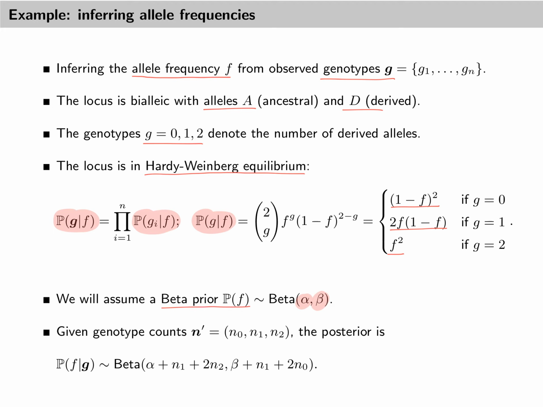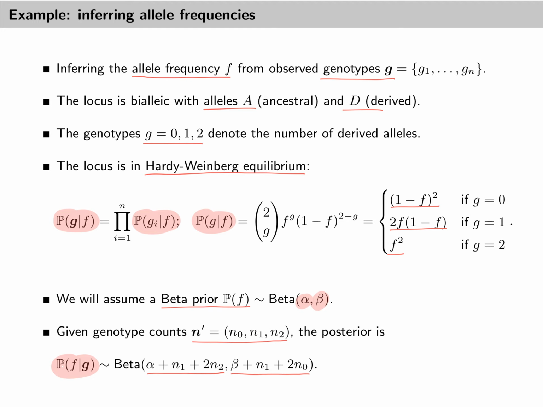Under this model, we can actually obtain an analytical solution for the posterior distribution. Given some genotype counts n, that is, a vector of n0, n1, and n2, which respectively denote the number of homozygous ancestral, heterozygous, and homozygous derived genotypes that were observed, we get that the posterior distribution of f given the full vector of G is also a beta distribution, where the first parameter is alpha plus n1 plus 2 times n2, and the second parameter is beta plus n1 plus 2 times n0.